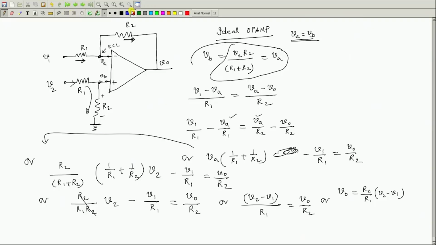That means this network is taking the difference of 2 input signals and amplifying it. If R2 equal to R1, it will simply be a subtractor circuit. In signal processing you often require to add signals, subtract signals, things like that. So, here is a circuit which subtracts input signals.